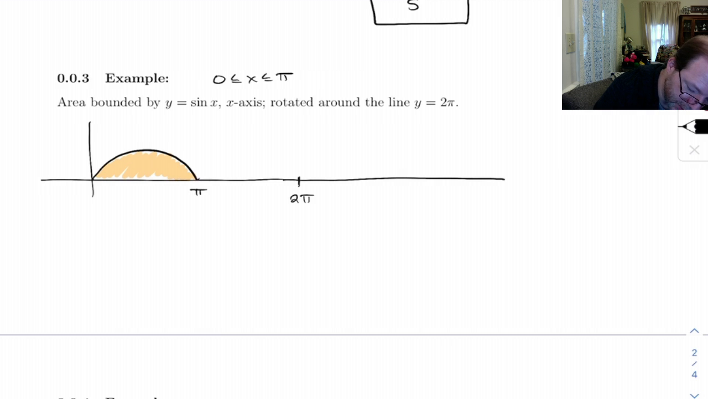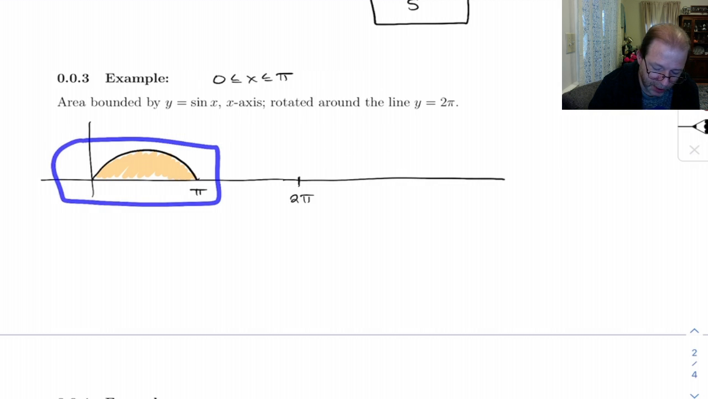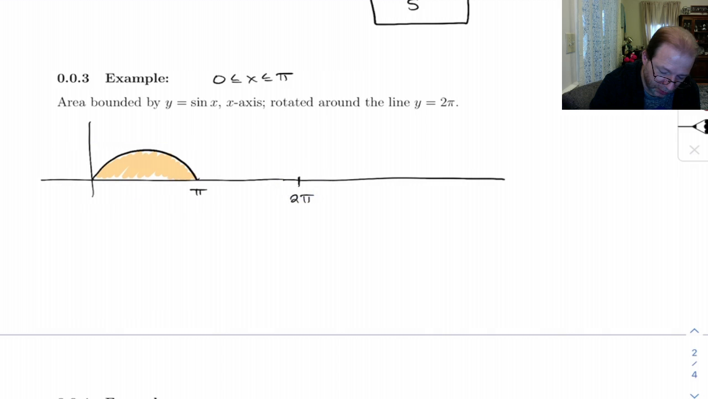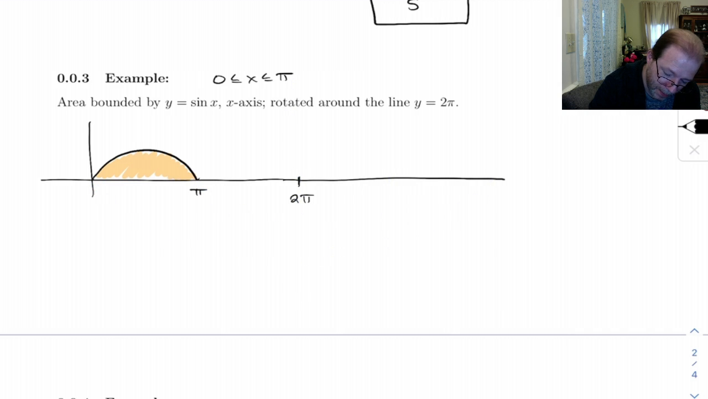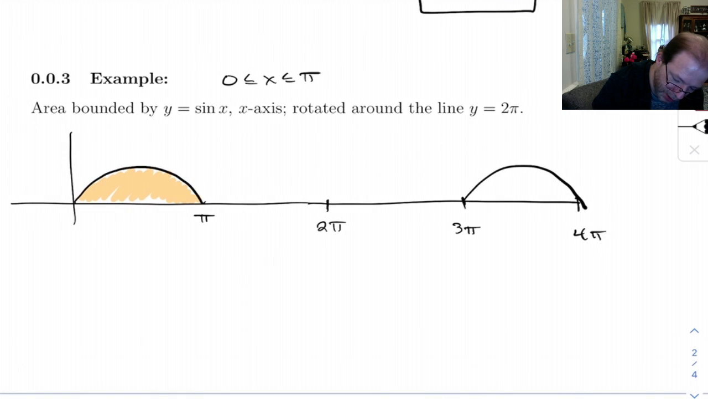Now, some people are tempted to draw the other part right here, but that's not right. What we're doing is we're taking this whole area over here and rotating it around this. So if you were to draw in a line here, this is going to swing over to 3 pi, and this is going to swing over to 4 pi. Those should be exactly the same, although my drawing's not great.